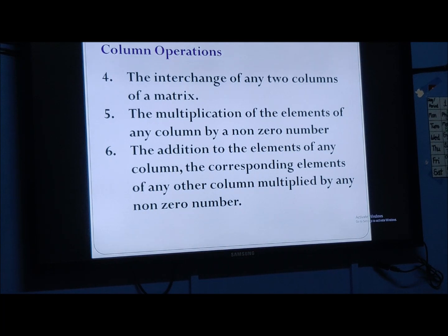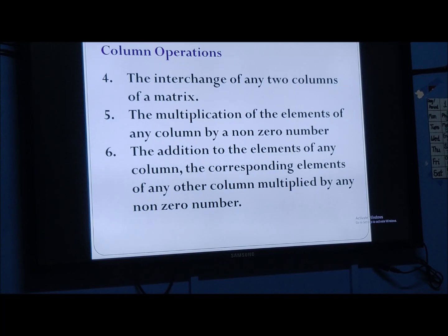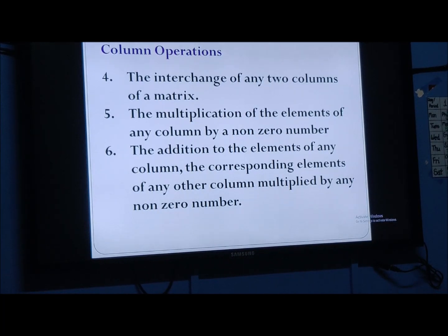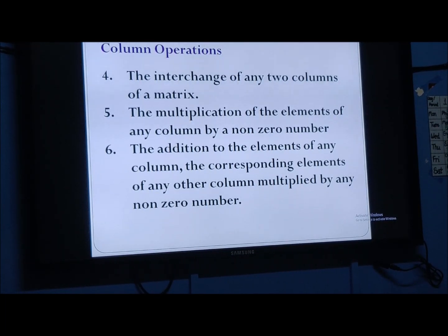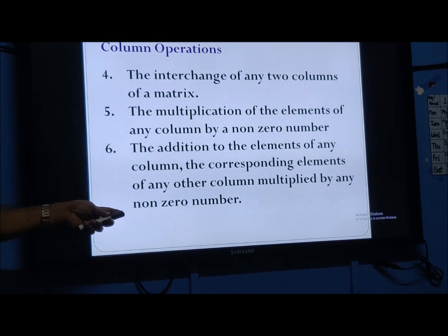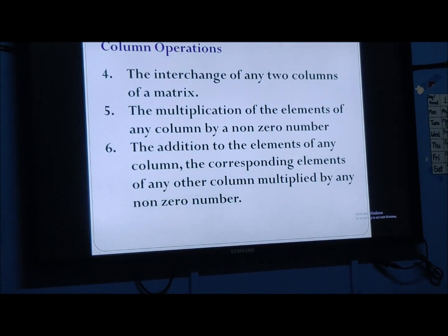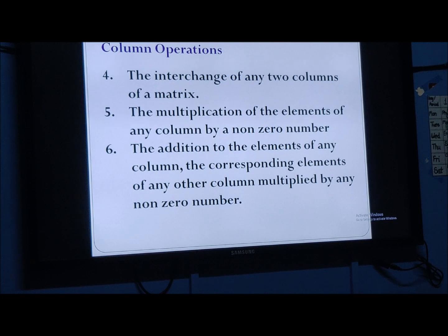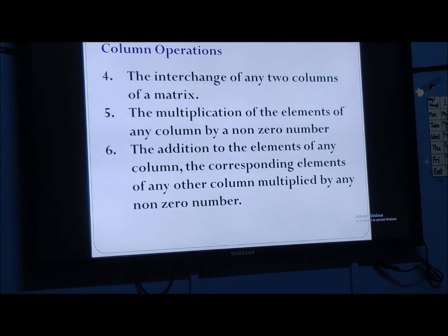Second one is multiplication of the elements of any column by a non-zero number. Third one is the addition to the elements of any column the corresponding elements of any other column multiplied by any non-zero number. Multiply one column by a number and add it to the other column. These are the 6 elementary transformations.